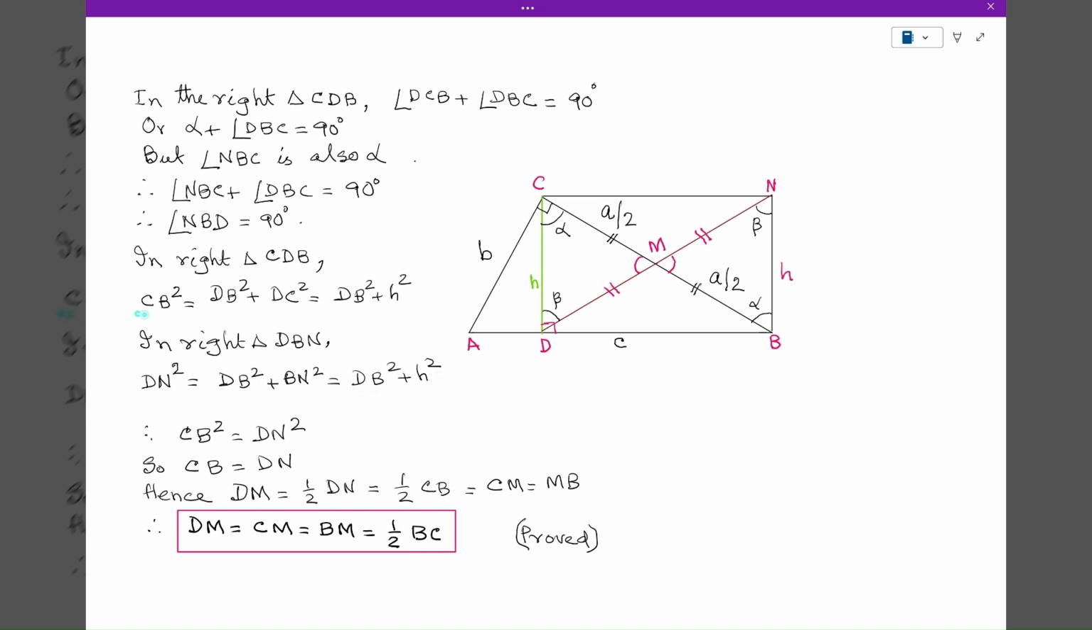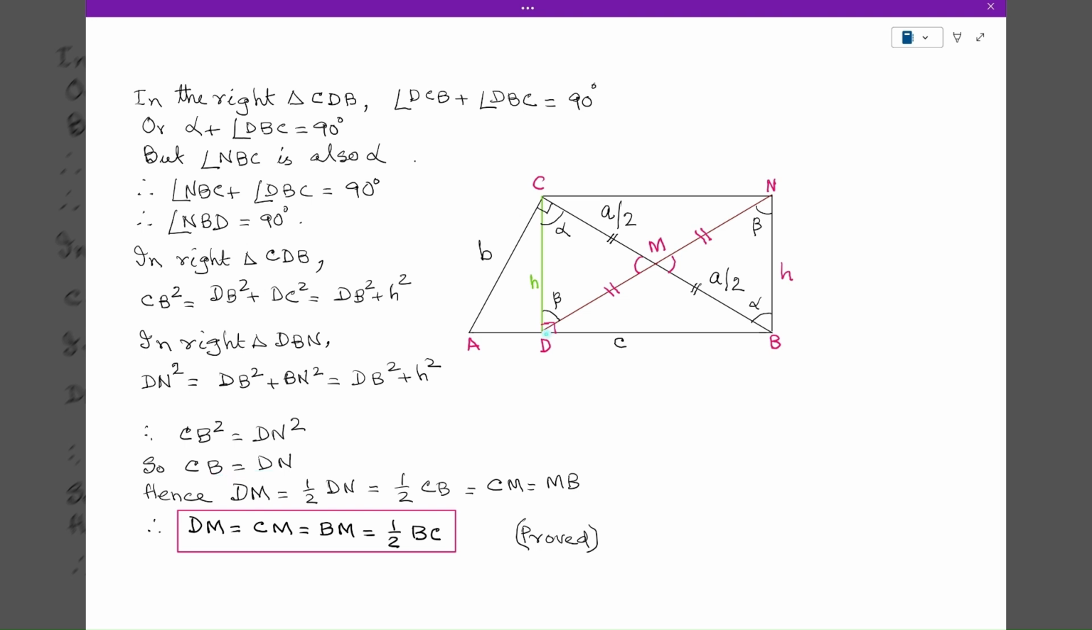Now since CB square is equal to DB square plus H square, and DN square is equal to DB square plus H square, we get CB square is equal to DN square. That is, CB square is equal to DN square, or this length BC is equal to the length of DN.